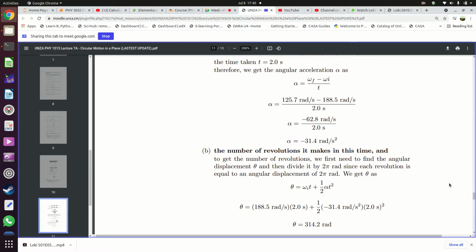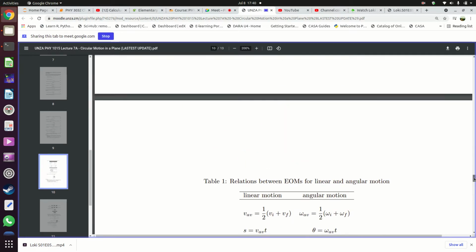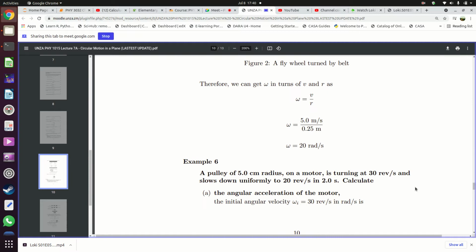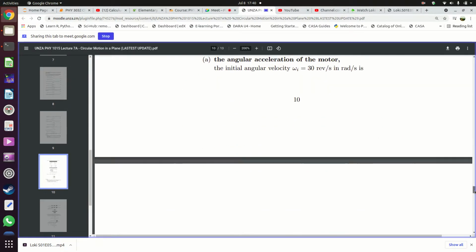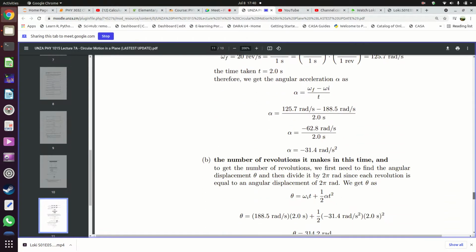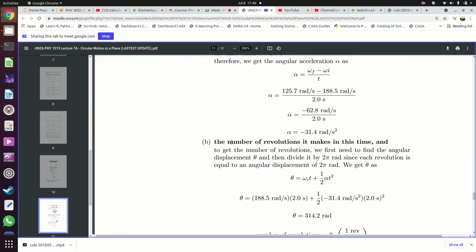Next, as the pulley slows down from 30 revolutions per second to 20 revolutions per second, it's a pulley, so it has to turn. So the question is, how many times does it turn? How many revolutions? For us to find the number of revolutions, we first need to find the angular displacement in radians. And we have one of the formulas to do that.